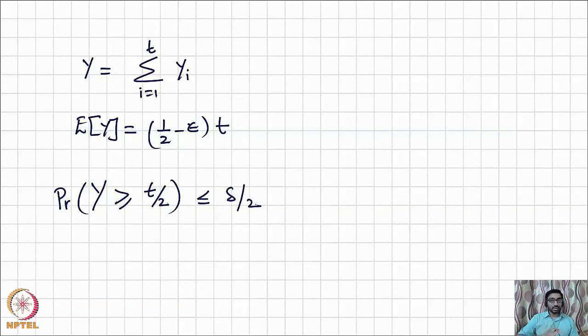Why delta by 2? Because there is a mirror image, a symmetric other bad event that we also want to avoid with probability delta by 2. So for the two bad events put together, using the union bound, we can say that the bad events occur with probability at most delta, and therefore the final outcome is correct with probability at least 1 minus delta. So that's the goal. And now notice that these yi's are independent.